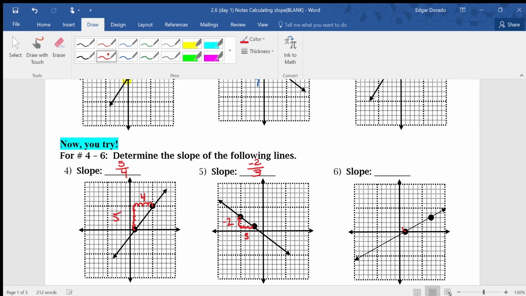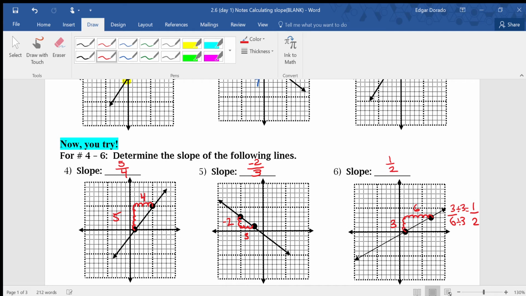Okay, the next one is, again, rise over run. So I rise 1, 2, 3. I'm going to put a 3 there, and then I go to the right 1, 2, 3, 4, 5, 6. So I really have 3/6, but these are both divisible by 3. If I divide each of those by 3, I get 1/2. So my slope is really 1/2. All right, hopefully you have similar answers.